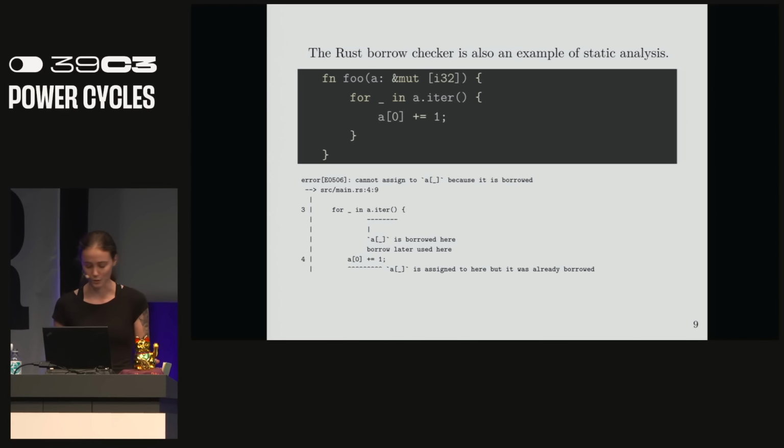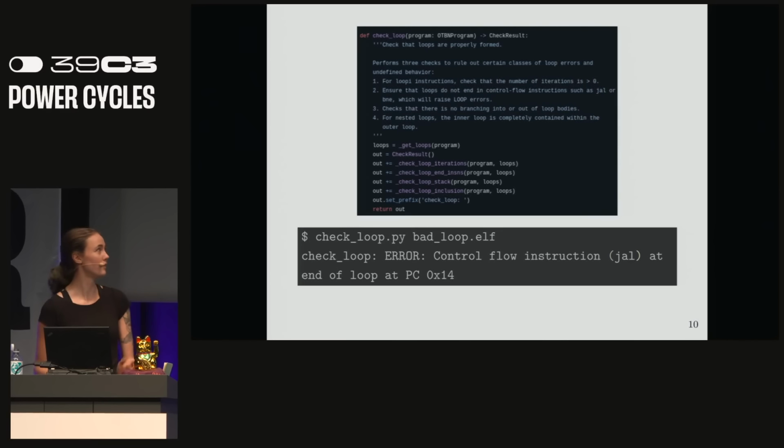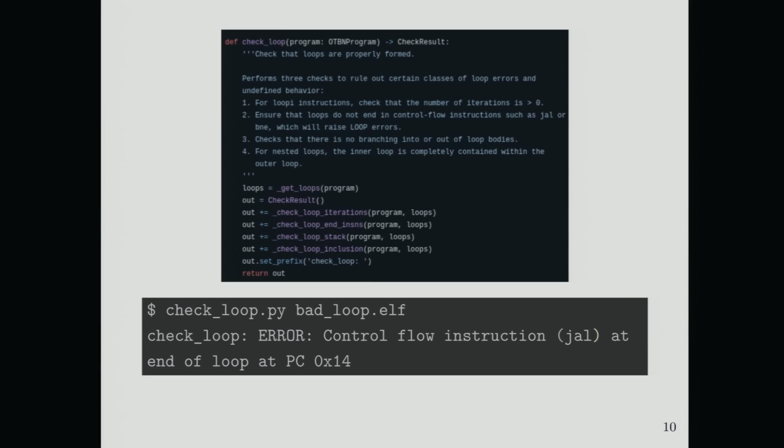I can't use any of these tools. So what am I to do? Well, I have to write my own. In this case, we have some specific rules about hardware loop instructions. We already had some pre-existing tooling that parses binaries for this processor into instructions. And so I just wrote a little script on top of that that looks at each of the loop instructions and makes sure that it's well formed. But we can do even more interesting things.